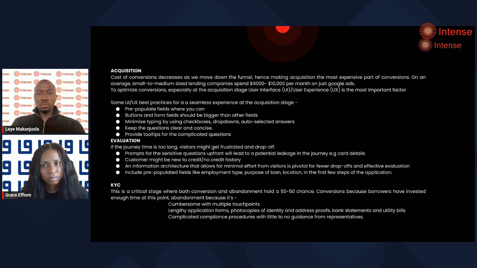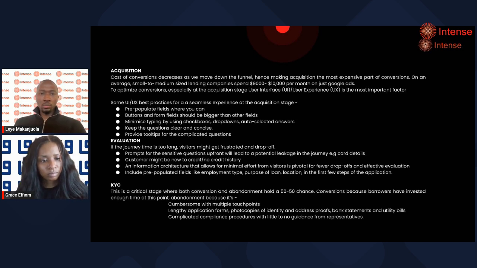It makes it more user friendly. It also says minimize typing by using checkboxes, drop downs, and auto selected answers. That way, that person can just breeze through that whole process of sharing their information. Keep your questions clear and concise, and provide tool tips for complicated questions. There are some questions that will just leave a potential customer scratching their head, like, what does this mean? So that's where you put that question mark, so that if they click on it, they can see an explanation of what you're looking for from them.